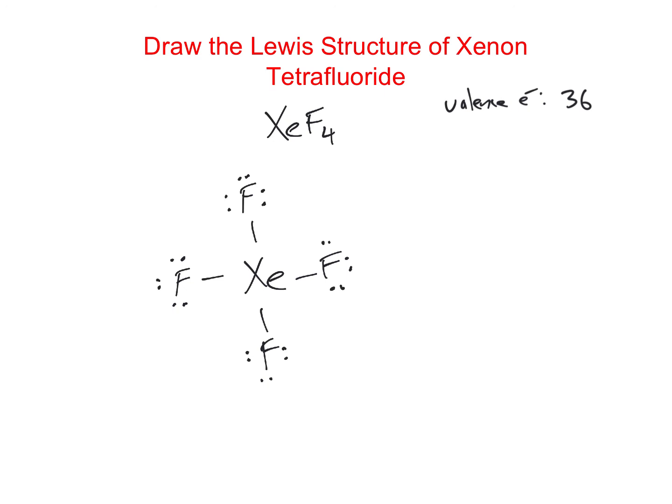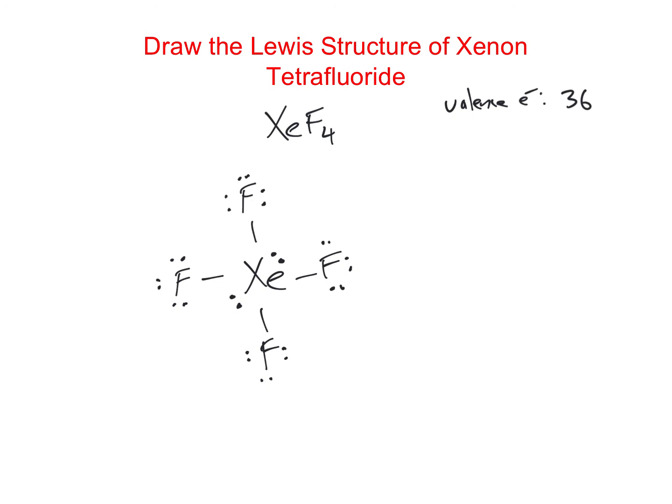I have 36. All the fluorines are full, and so when this happens, any extra electrons we put as lone pairs on the central atom, because xenon is in the third row or third period or higher. It has those empty d orbitals that we can put electrons in, and so that's where the extra electrons will go. So I've given out 32. Here's 34 and 36. And so this would be the Lewis structure for xenon tetrafluoride.